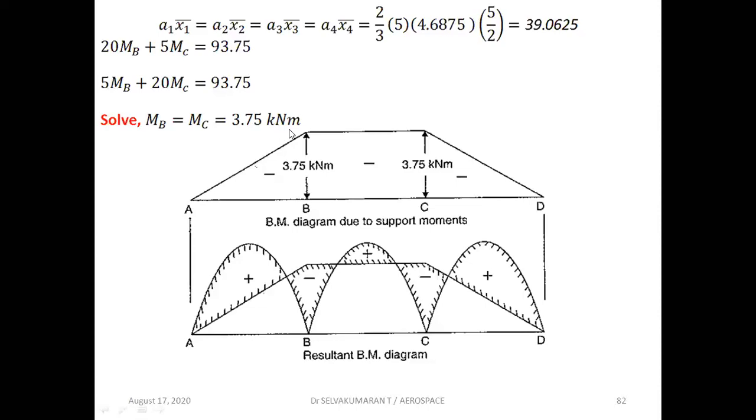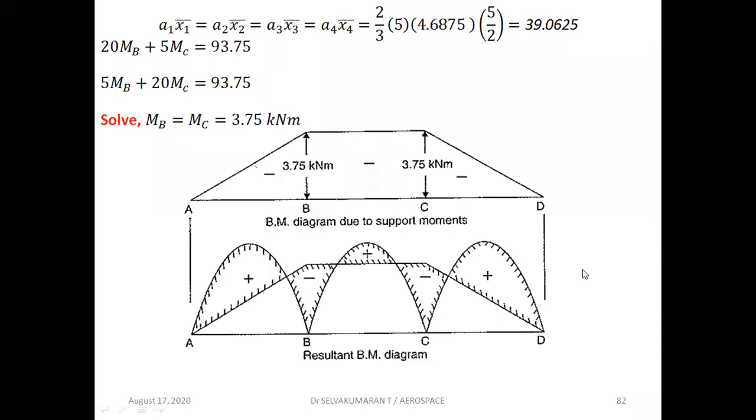3.75 kilonewton meter. Why are we getting the same? Because same length, same load. So this is the bending moment diagram. Here it is 0, here it is 0, MB is 3.75 and MC is 3.75, just connected by a straight line. This is the bending moment diagram due to support moments. When I superimpose, adding this with this, this is the final resultant bending moment diagram. Now the bending moment diagram chapter is over.